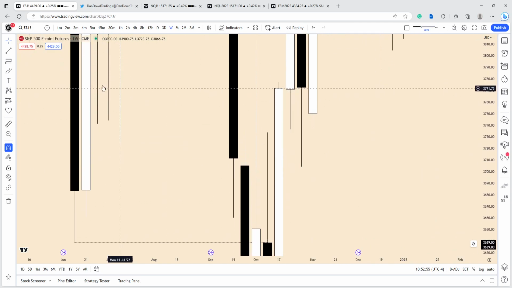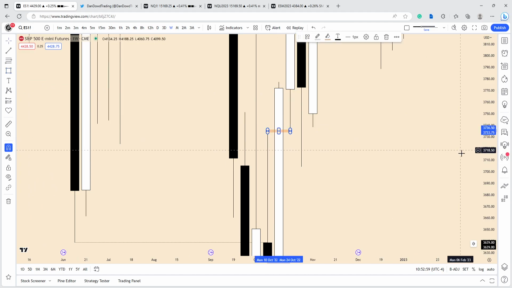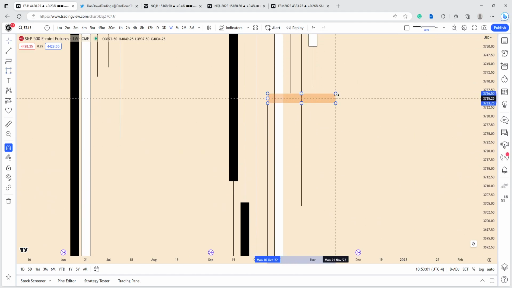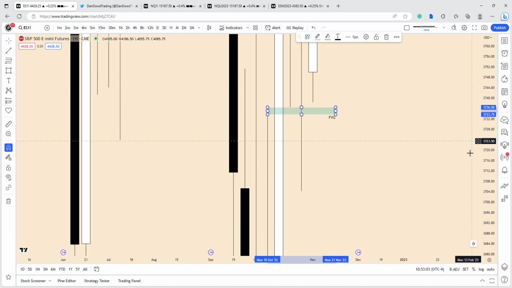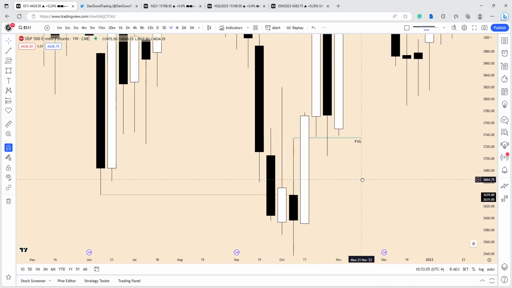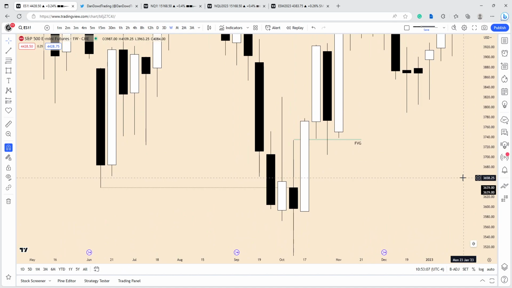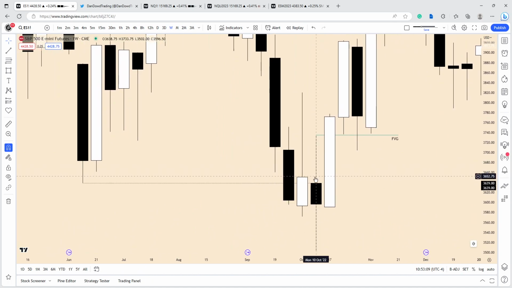So if we zoom in right here on the weekly time frame, we do have a fair value gap. It is a very small one, but nonetheless, it is present in this example. Now, what is a fair value gap in this example? Well, a fair value gap is a 3 candlestick pattern. This is candle number 1, this down close candle. This is candle number 2, and this is candle number 3.